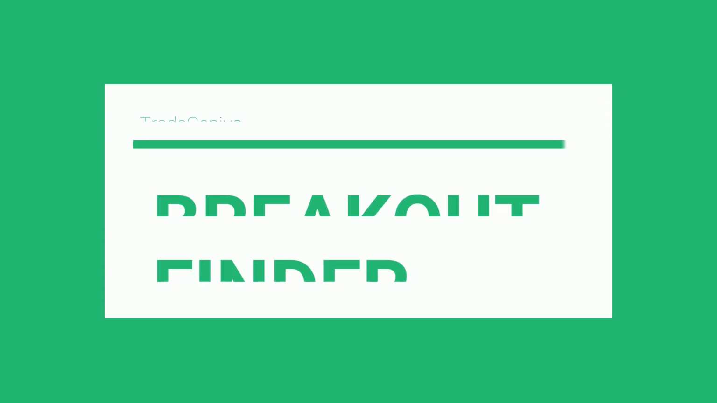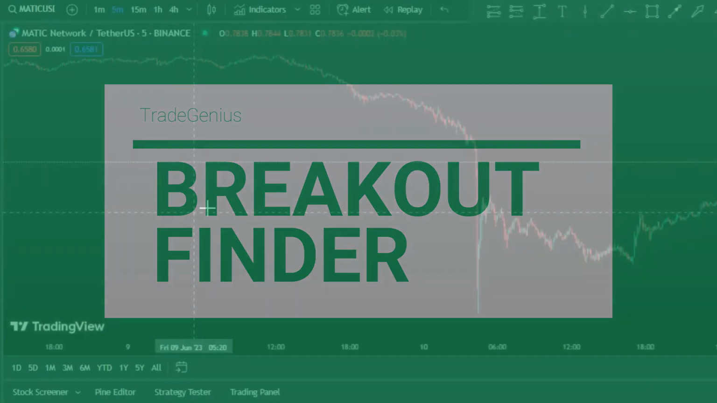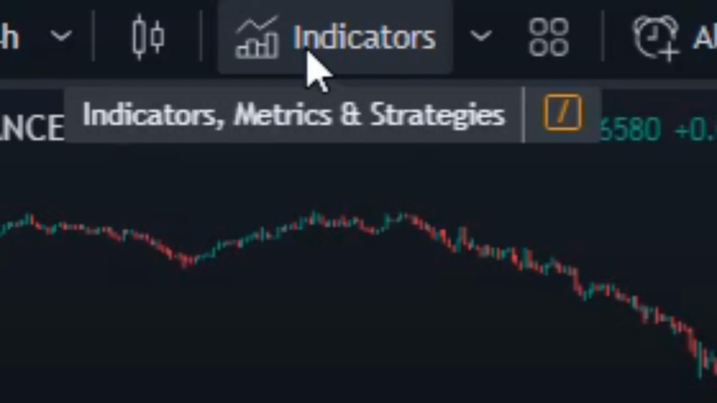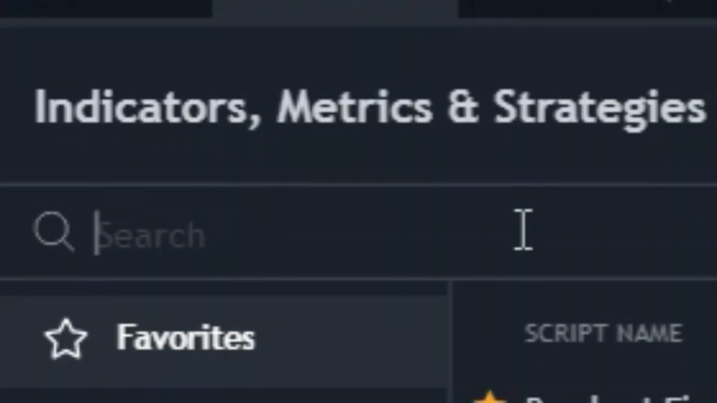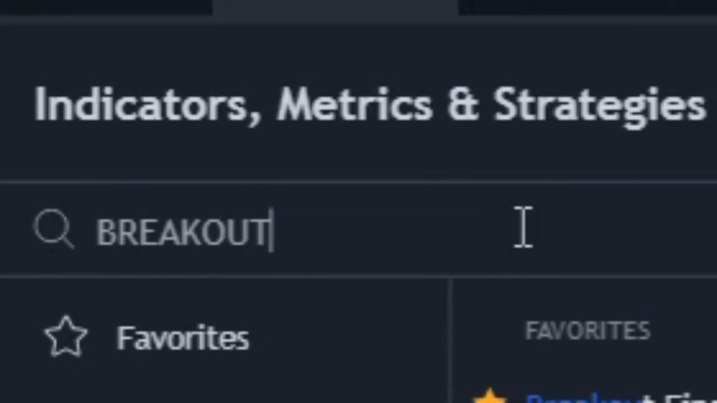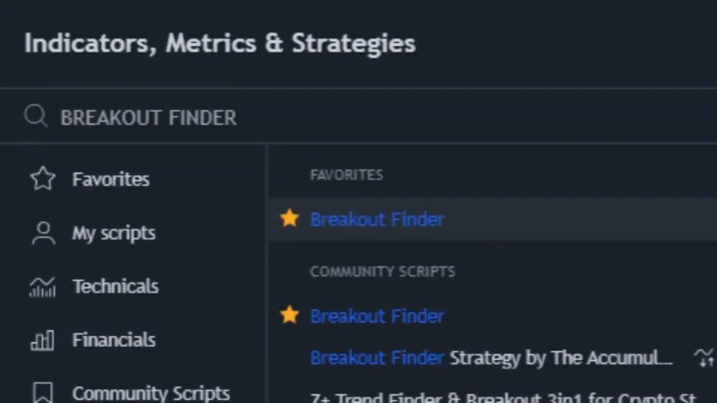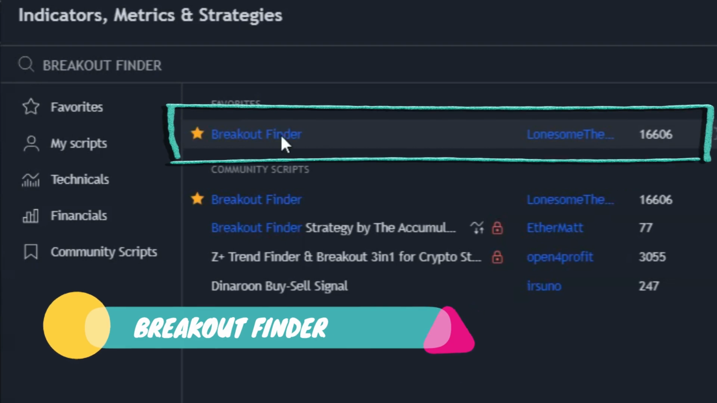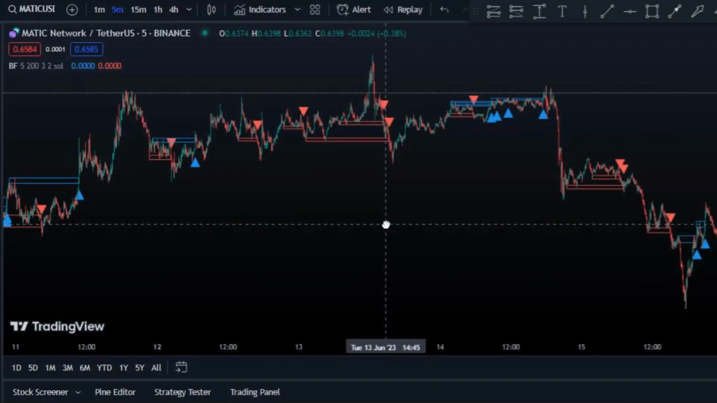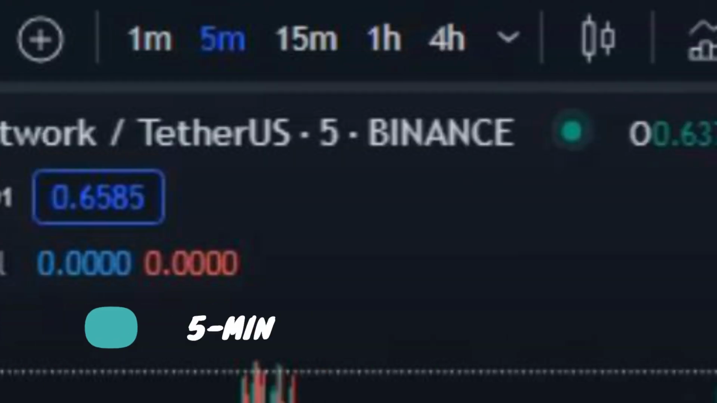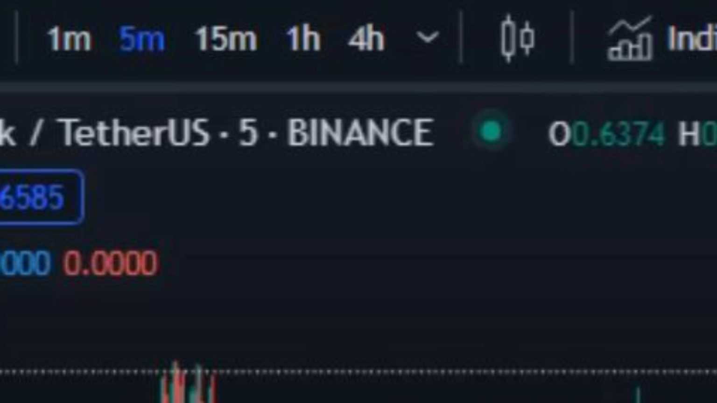Let's start by adding the breakout indicator to our chart. I'll demonstrate this scalping trading strategy using the Matic chart with a 5-minute time frame, but feel free to use it on any symbol and time frame you like.